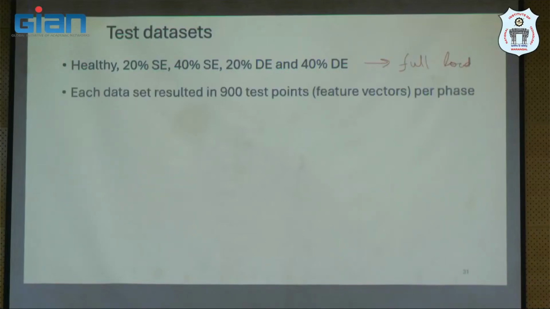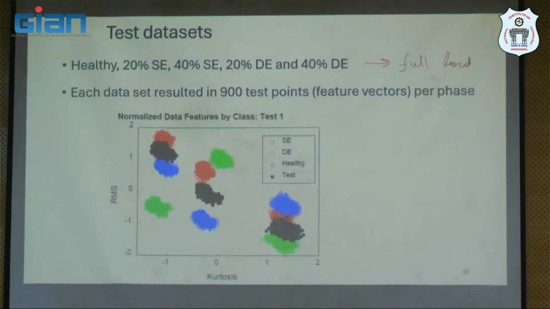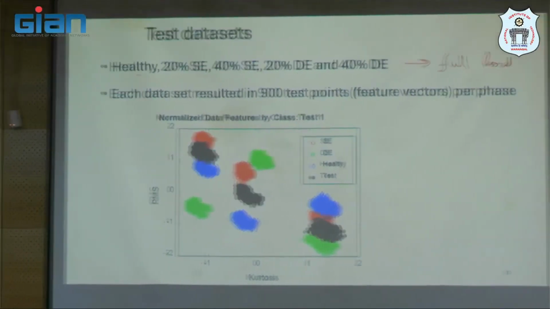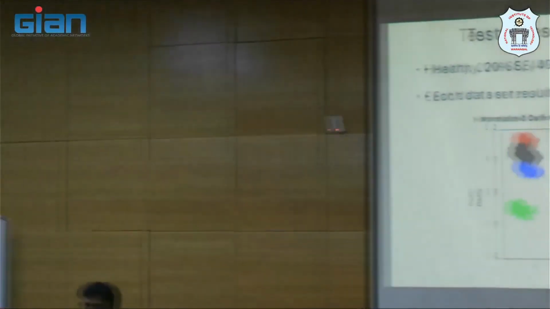Each data set naturally resulted in 900 test points. This is how the test points look for one of the test data sets. There are 5 test data sets, like 5 raw data sets, so the plot is just for one feature vector generated from a raw data set.